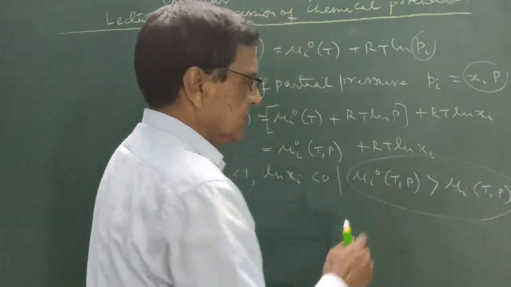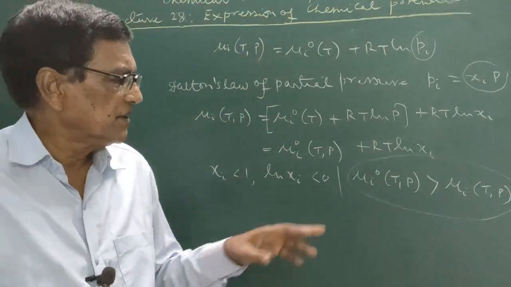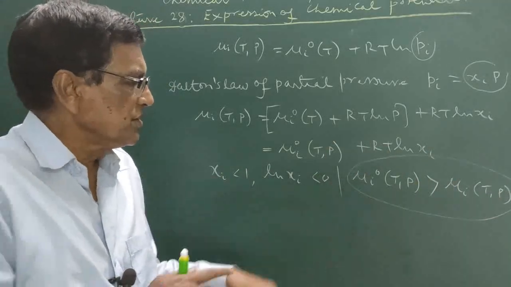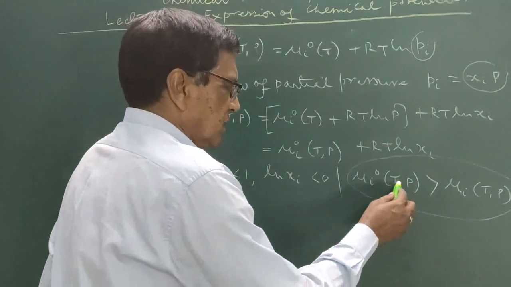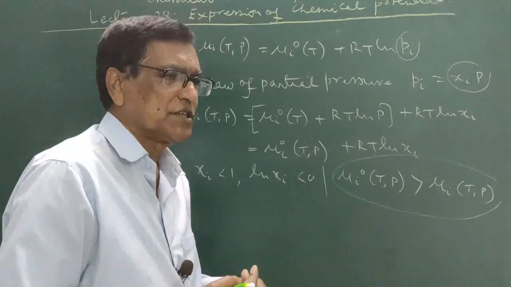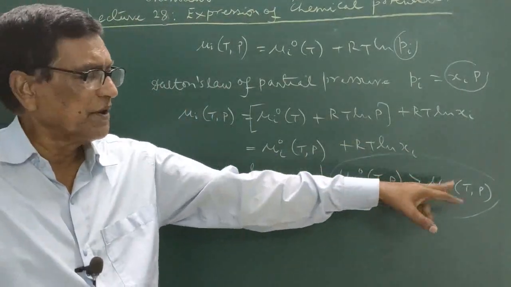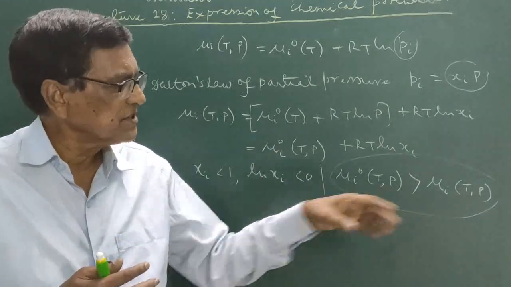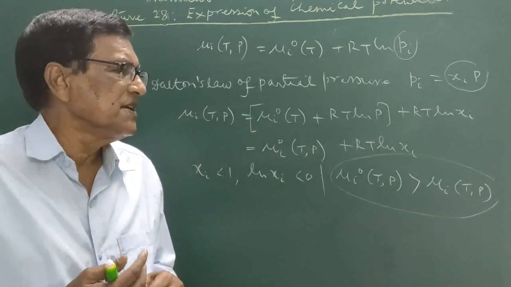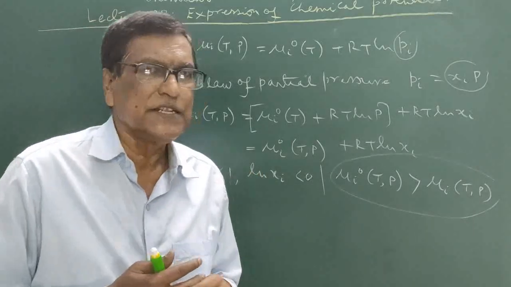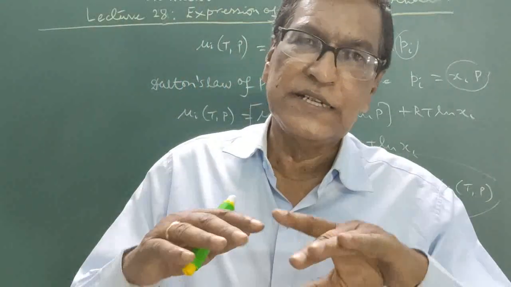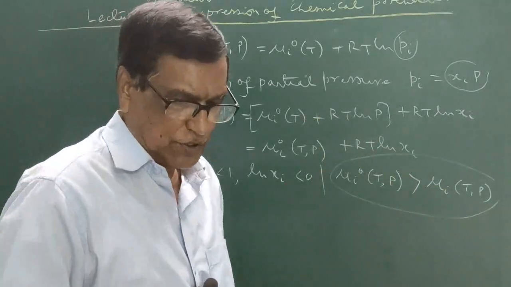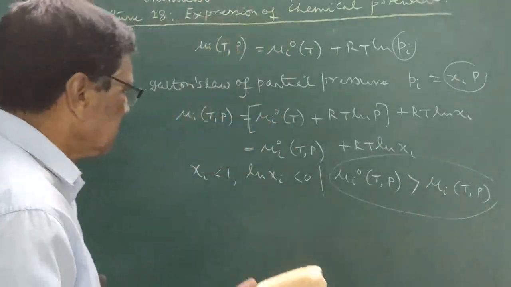Whenever the gas remains in a pure state, its chemical potential at the same temperature and pressure is greater than the chemical potential of the same component when it remains in a mixture. Whenever that gas remains in a mixture, the randomness is increased, meaning entropy is increased, and this increase of entropy lowers the chemical potential of this ith component in the mixture.